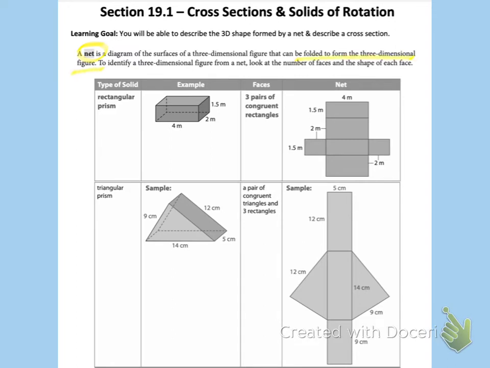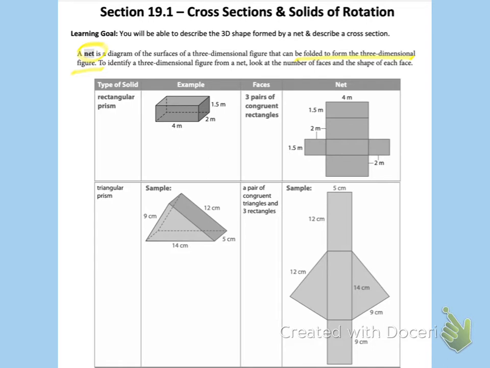So it's kind of like if you see a cardboard box all taken apart and laid out, and you want to turn it back into a box and how you fold it together. So the net would be what it looks like when it's all flattened out so that it's essentially two-dimensional, right? And then how we can connect it back together to make a three-dimensional shape that we can actually put stuff in. To identify a three-dimensional figure from a net, look at the number of faces and the shape of each face.